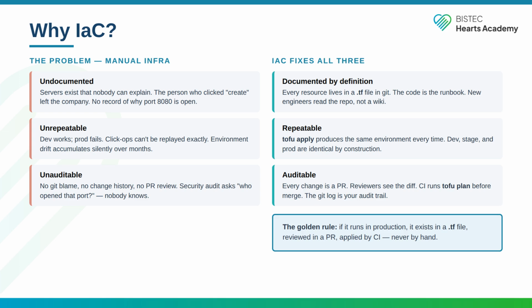IaC solves 3 problems simultaneously. Documentation. The infrastructure definition is the documentation. It is always current because if you change infra without changing the code, drift is detected. Repeatability. Running the same IaC against a fresh environment produces an identical result every time. Auditability. Every infrastructure change goes through a pull request. Who changed what? When, why, and who reviewed it. If your infrastructure is undocumented, unrepeatable, and unauditable, you are one bad day away from a major incident. IaC breaks all 3 simultaneously.